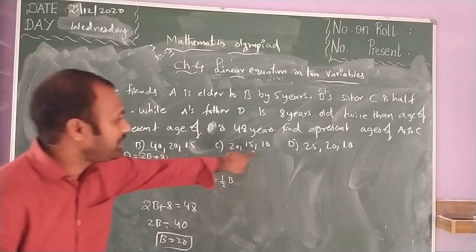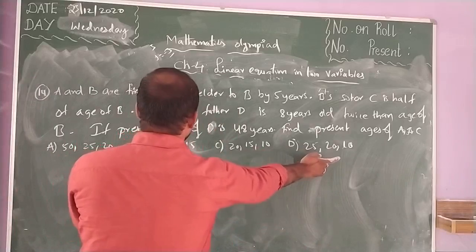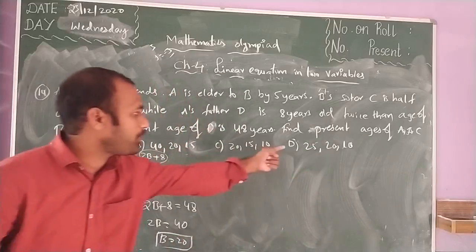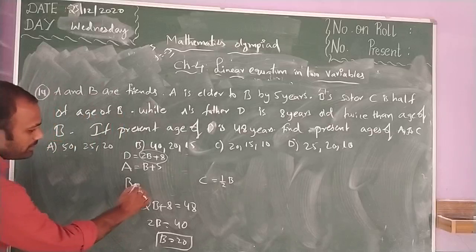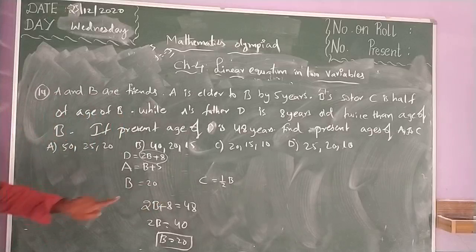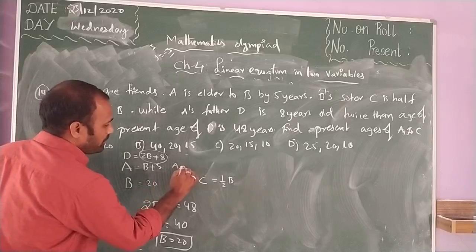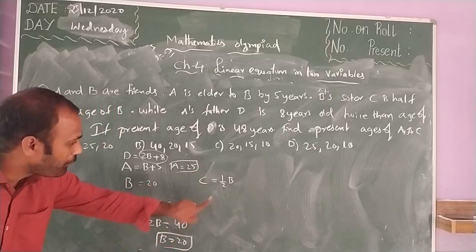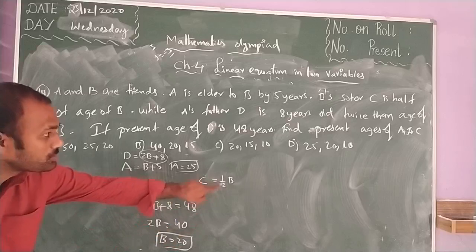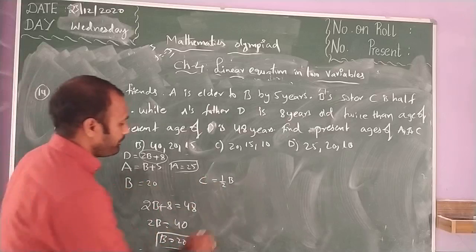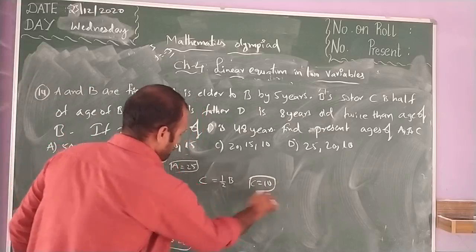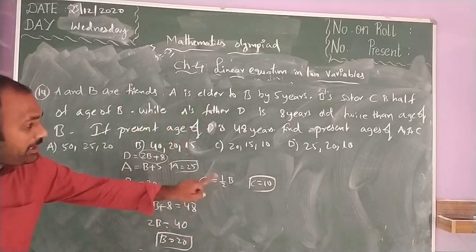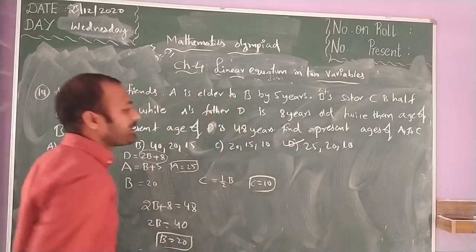In the middle 20 is there. Okay, 2 options we have 20, 20. So either one may be the answer, so we'll put aside. So I got the B value as 20. Now if I want A's age, A's age should be 20 plus 5, which is 25. And C's age will be half of B. So B is 20, so half will be 10. So C's age will be 10. So A is 25, B 20, C 10. Option D is correct.